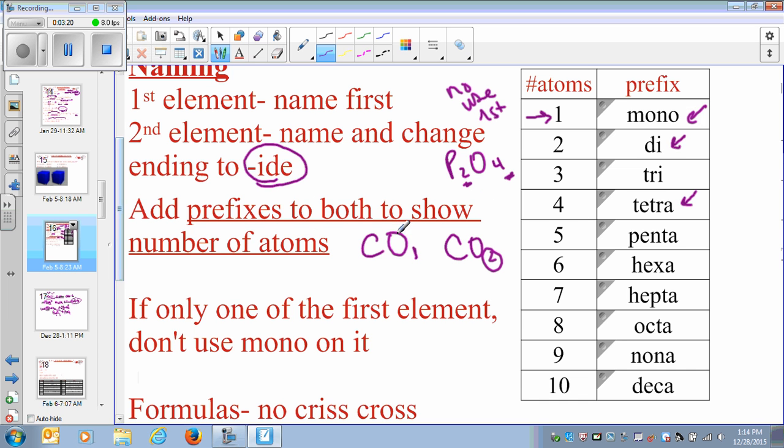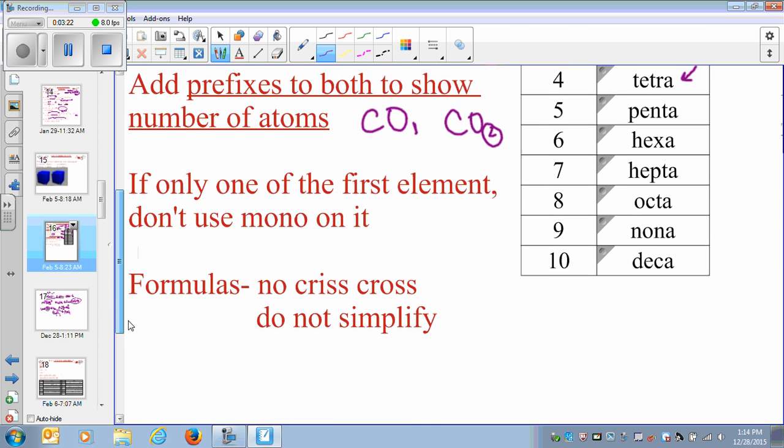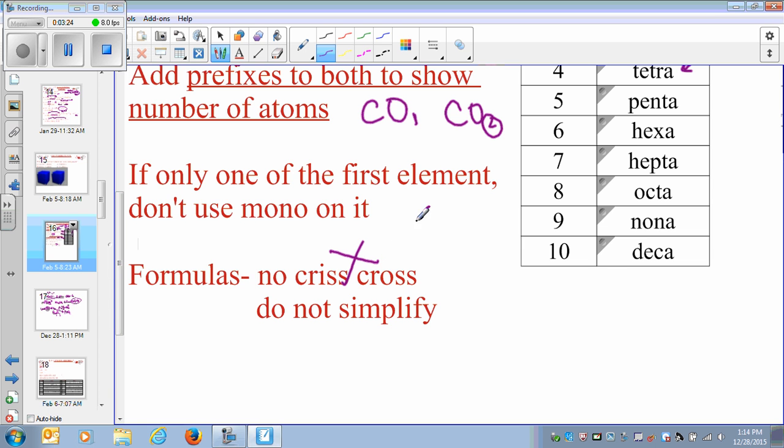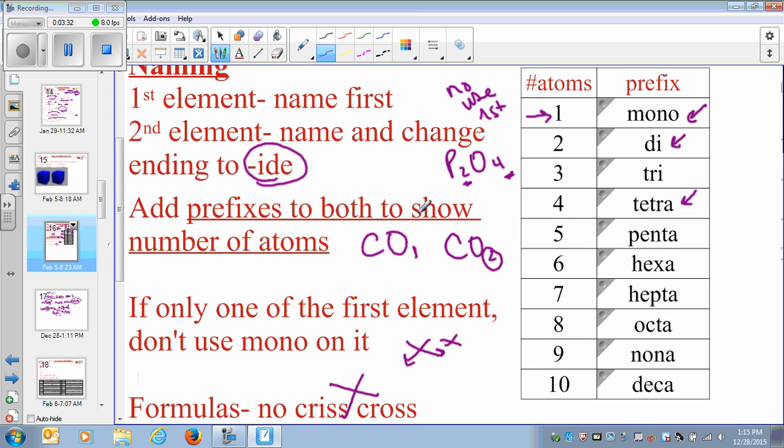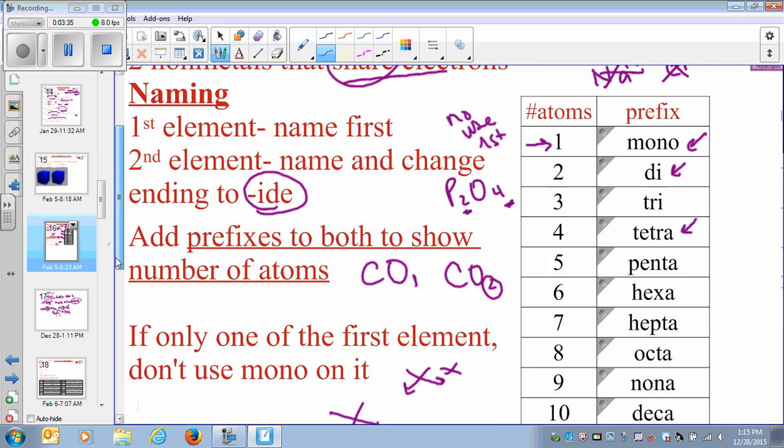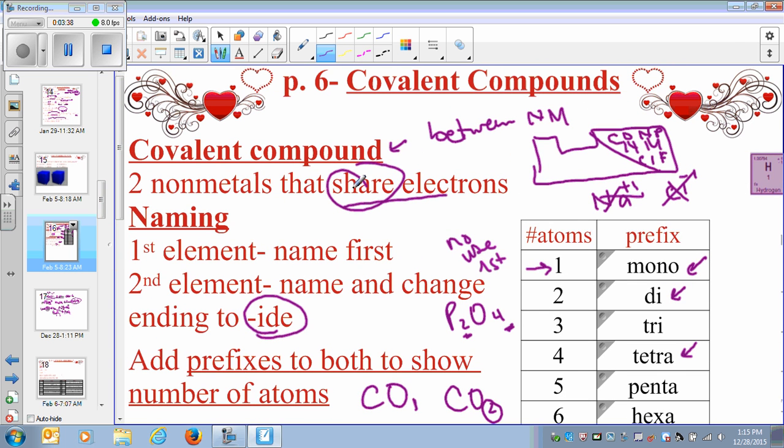Okay, so we are going to use prefixes to show the number of atoms. There is no crisscross at all. We will just keep it as it is. So this is the easiest method you will learn of naming compounds, and it is so easy that once you learn it, you start using it across the board. So please pay attention that you're not going to do that. You're only going to use it for covalent compounds when both elements are nonmetals. That's the only time you're going to use this.